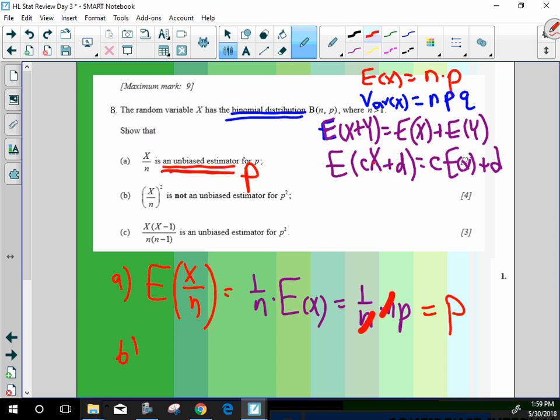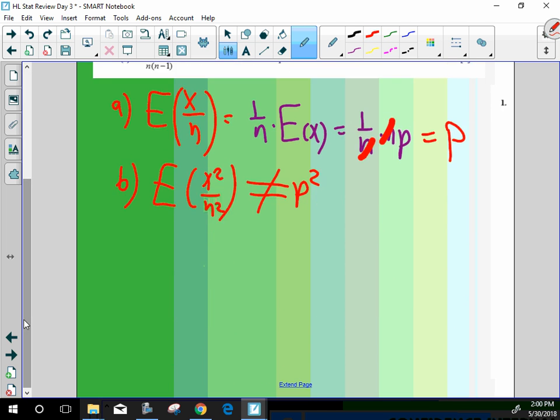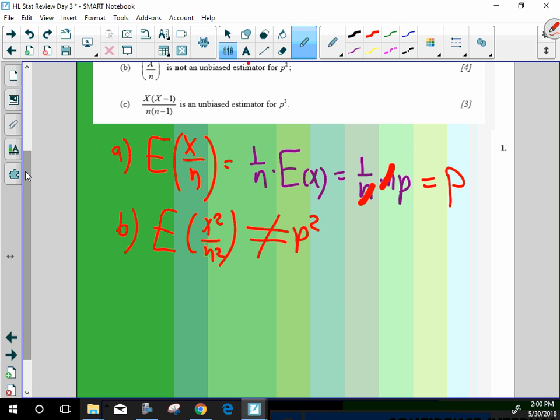Next, we're going to do this one. We're going to take the expected value of this one, X squared over N squared, if you distribute that square in, and we're going to show that it is not equal to P squared. So we're going to prove that it does not equal P squared. So see what you can do with this. See how far you can get. Remember, these are easy.